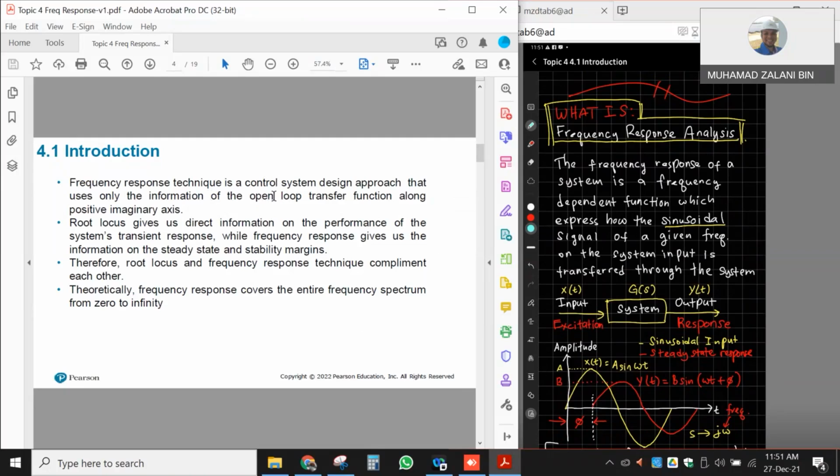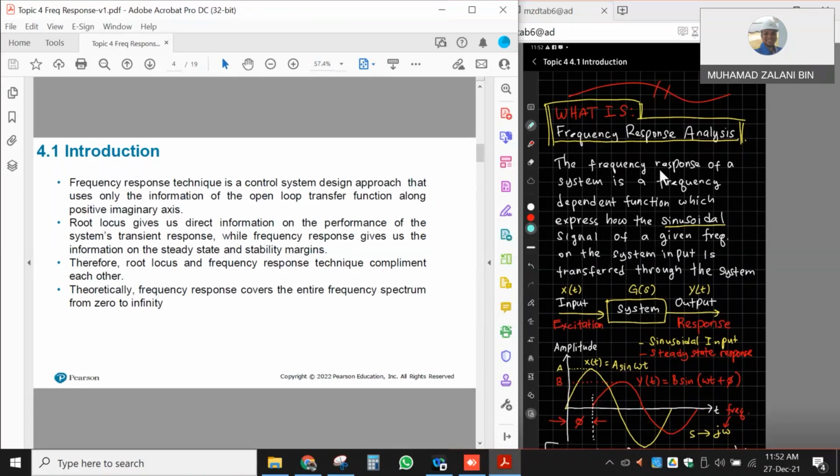Basically, what we do for s is we substitute s with j omega, where omega is the frequency. So it is a frequency dependent function which expresses how the sinusoidal signal behaves. We focus only on the sinusoidal signal, a repetitive signal like a sine wave. We are not talking about the ramp function, impulse, or pulse, for example.